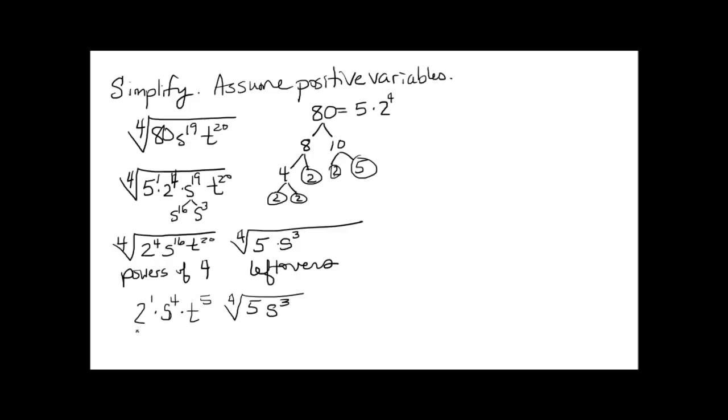Okay, so we're going to say 2s to the 4th, t to the 5th, times the 4th root of 5s cubed. And that's as far as we can go simplifying this guy.